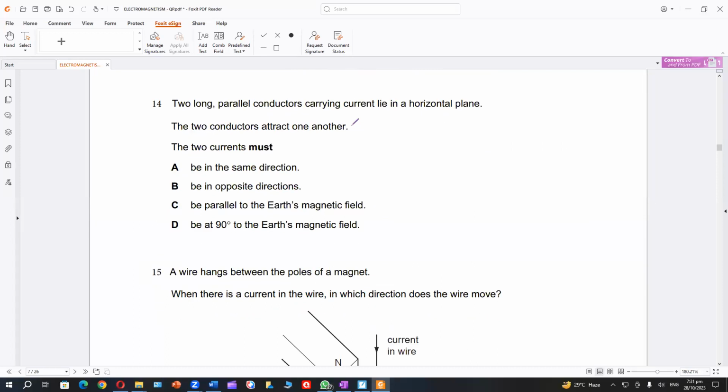Two long parallel conductors carrying current lie in a horizontal plane. The two conductors attract each other. So remember this concept: when two wires are carrying current and you find them attracting each other, it means that the two currents are in the same direction. The two currents must be in the same direction. Okay, one answer I got is A. Other people should also give their answer.